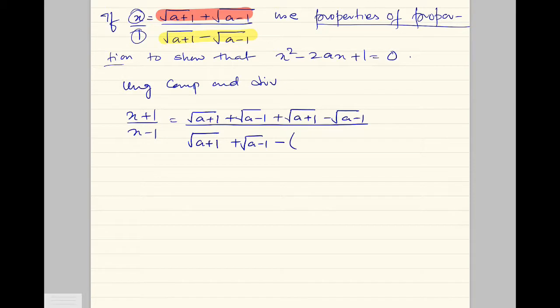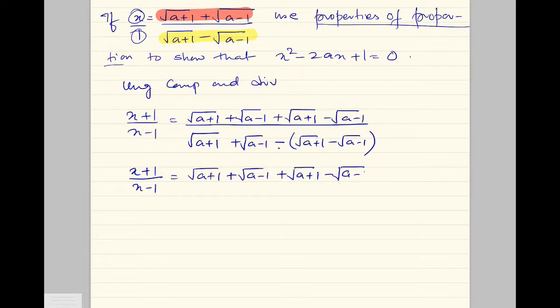And minus the denominator, root a plus 1 minus root a minus 1. Make sure you put a bracket here because the minus changes the sign. So this will become x plus 1 divided by x minus 1 equals under root a plus 1. Copy everything as it is. Nothing changes here because plus isn't going to affect any sign.